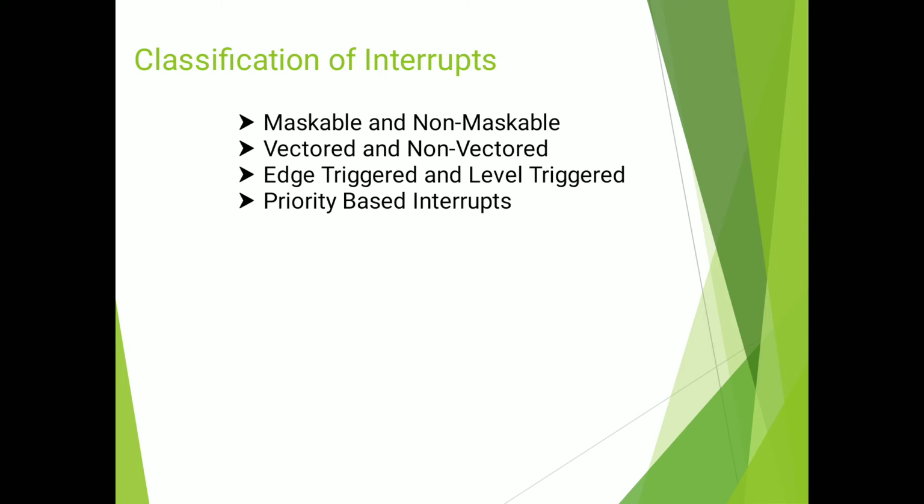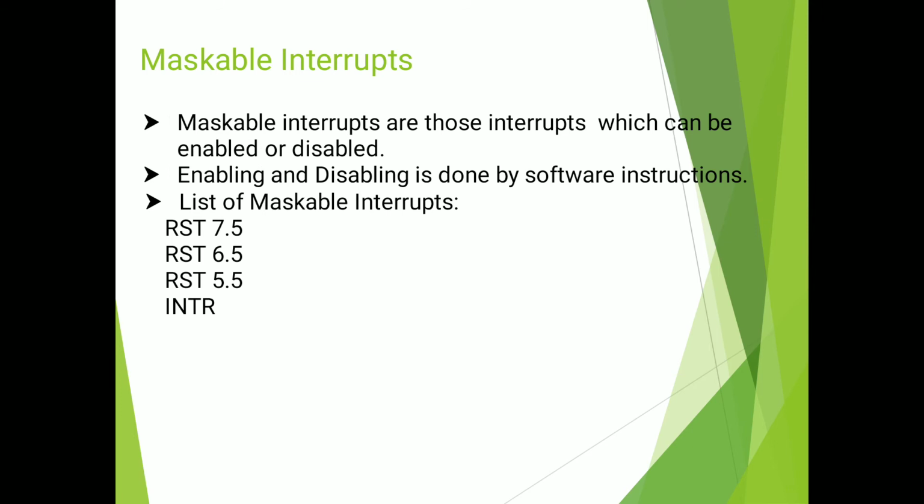Classification of interrupts: maskable and non-maskable, vector and non-vector, edge triggered and level triggered, and priority based interrupts. What is a maskable interrupt? Maskable interrupts are interrupts which can be enabled or disabled. That means a maskable interrupt can be affected by other input signals. There are 4 maskable interrupts, that is RST 7.5, RST 6.5, RST 5.5 and INTR.